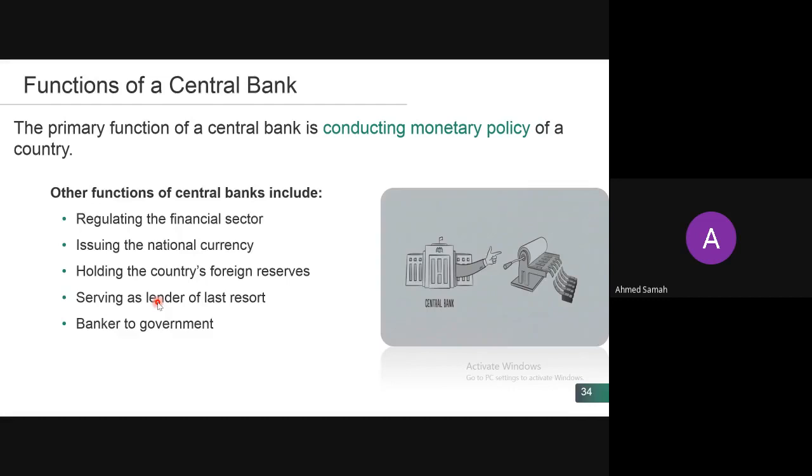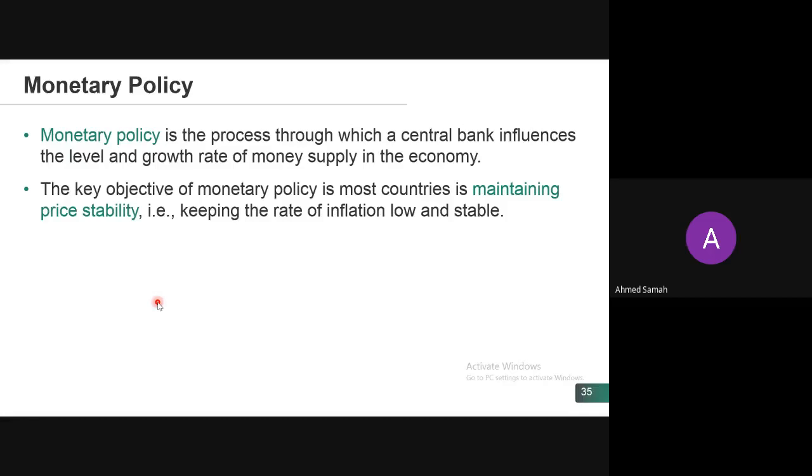So monetary policy is the process through which the central bank influences the level and the growth rate of the money supply in the economy. The key objective of monetary policy, in most countries, is maintaining price stability, or in other words, keeping the rate of inflation low and stable.